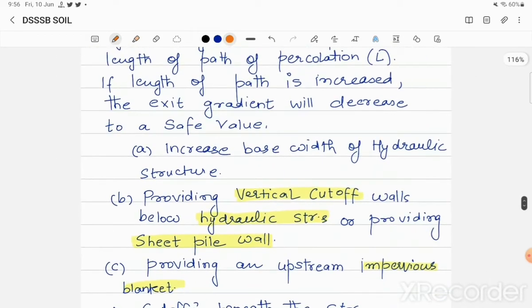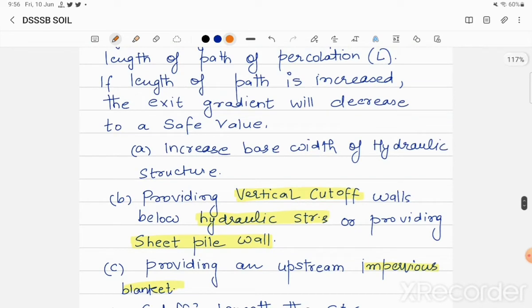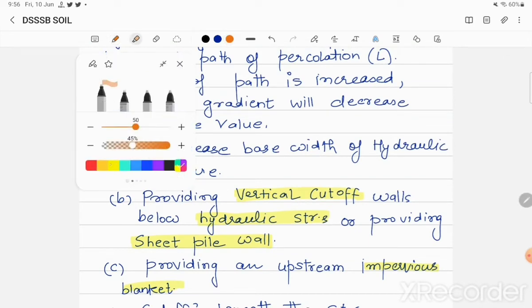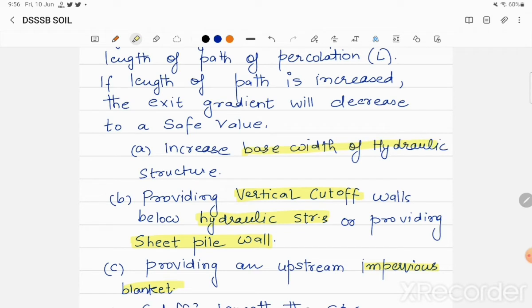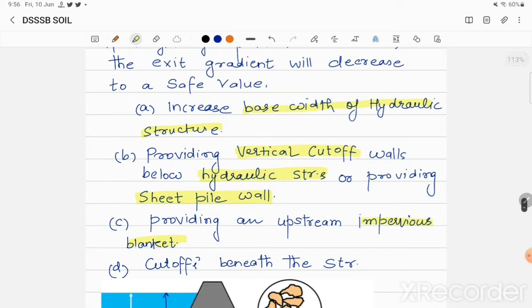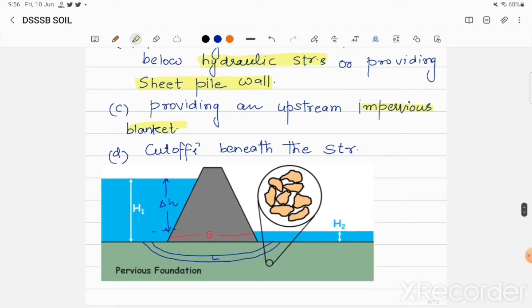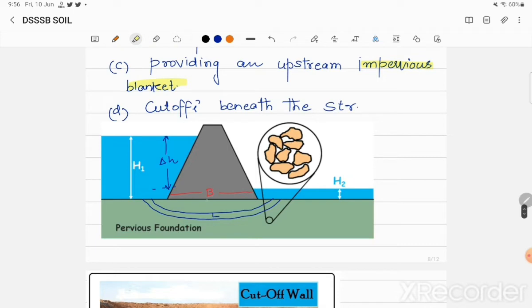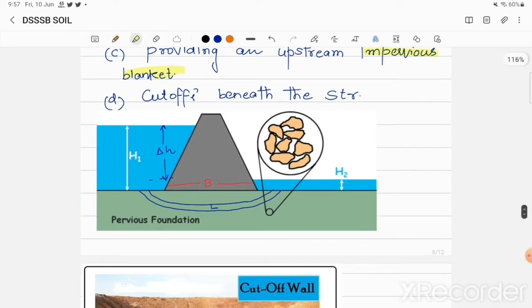How do you increase the path of percolation? You increase it by increasing the base width of the hydraulic structure, providing a vertical cutoff below the hydraulic structure or providing a sheet pile wall, or providing an upstream impervious blanket. Here is an example. This is the base of the dam through which seepage can take place. But if we increase the base width of the dam, the length will be increased, hence the gradient will decrease and quicksand condition won't be able to take place.